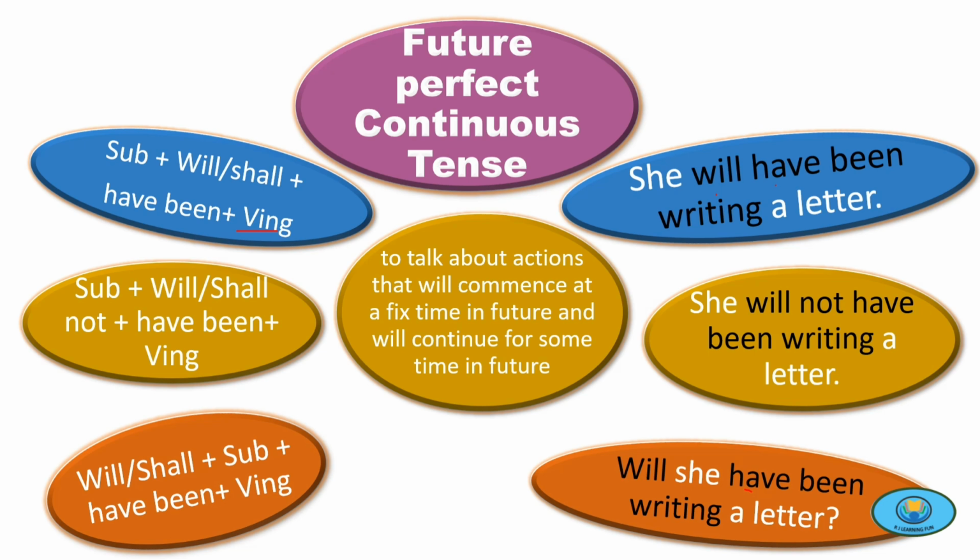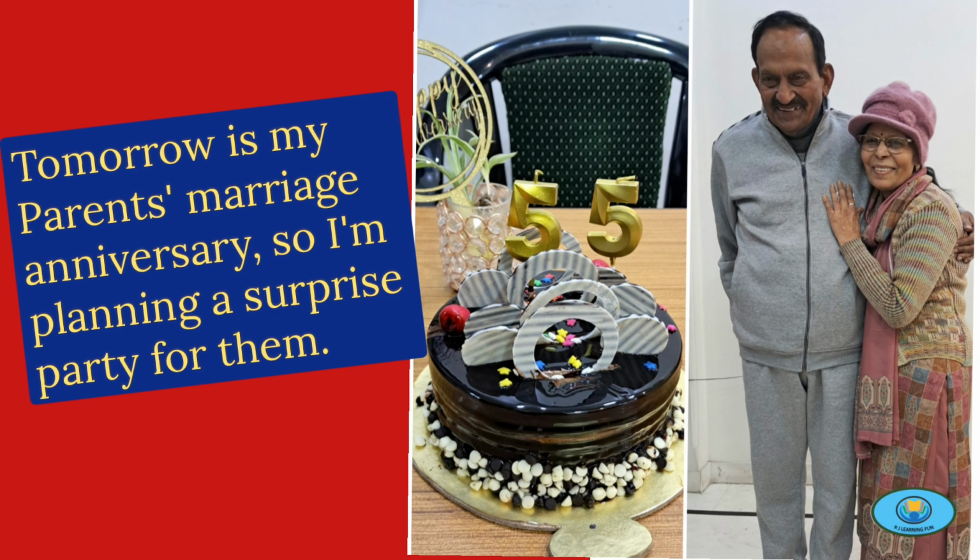And now it's time to reveal the two secret tenses that can tell you about your future plans. Tomorrow is my parents' marriage anniversary, so I'm planning a surprise party for them. These tenses, although they are written in the present tense, are telling about your future actions.